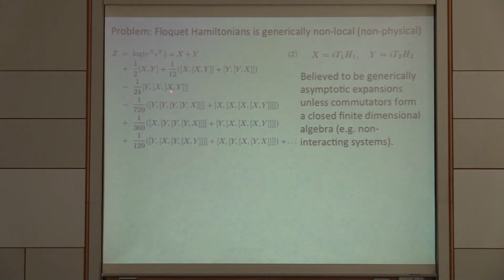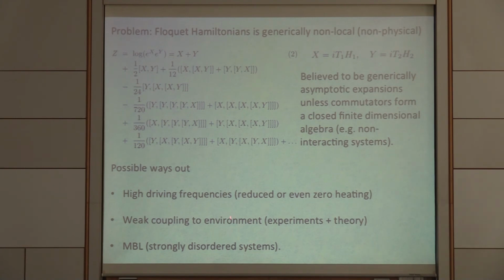If we just have this quench that I showed before, where X is H1 and Y is H2 with some constants, and we start writing what my Floquet Hamiltonian is, then I start generating a lot of terms. And no one, as far as I understand, even in mathematics, knows how to deal with this series. It's believed they are asymptotic, but even this, I think, is not really rigorously proven.